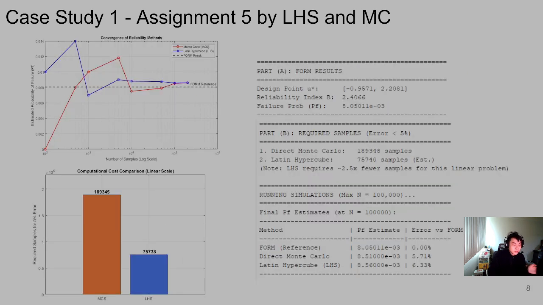So the result will be right here, which makes it clear that direct Monte Carlo simulation will need much more samples than LHS. For example, right here you have 200,000 samples for Monte Carlo simulation, while the LHS will need only 75,000 samples to calculate the probability of failure. And then it converges much faster, as you can see right here. The estimation is actually more or less the same.